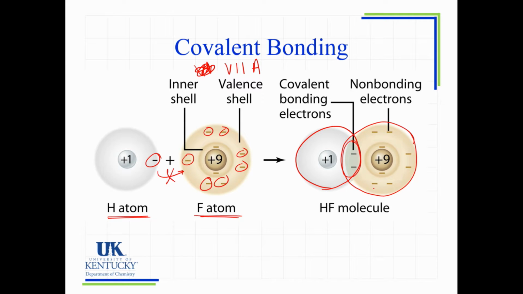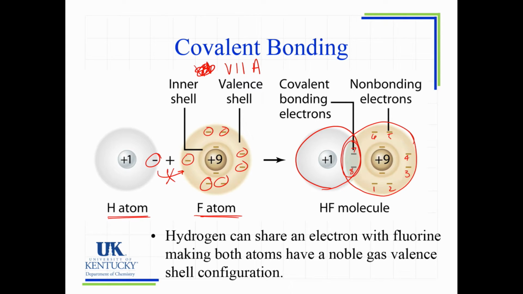Okay? He has, and I'll count them with the numbers, 1, 2, 3, 4, 5, 6, 7, plus the 1 being shared by the hydrogen, 8. So he has an octet. So both of them are happy that way, and we can look at this and see that the fluorine is now going to have the octet. It will have the noble gas valence shell configuration, which means it has 8 valence electrons.